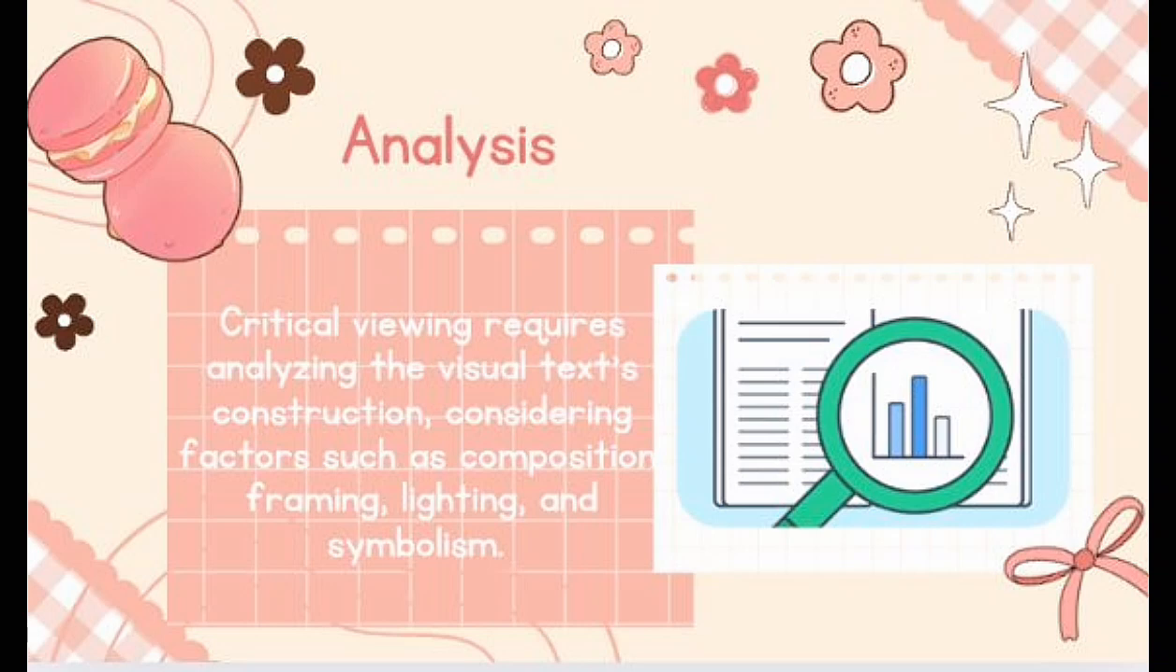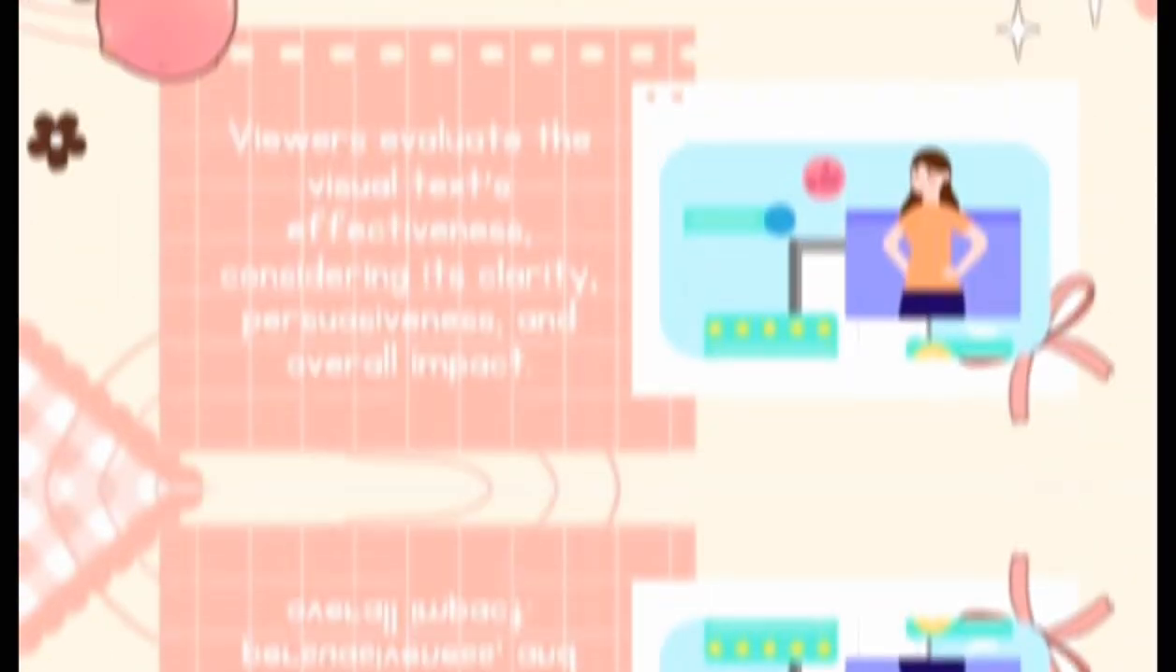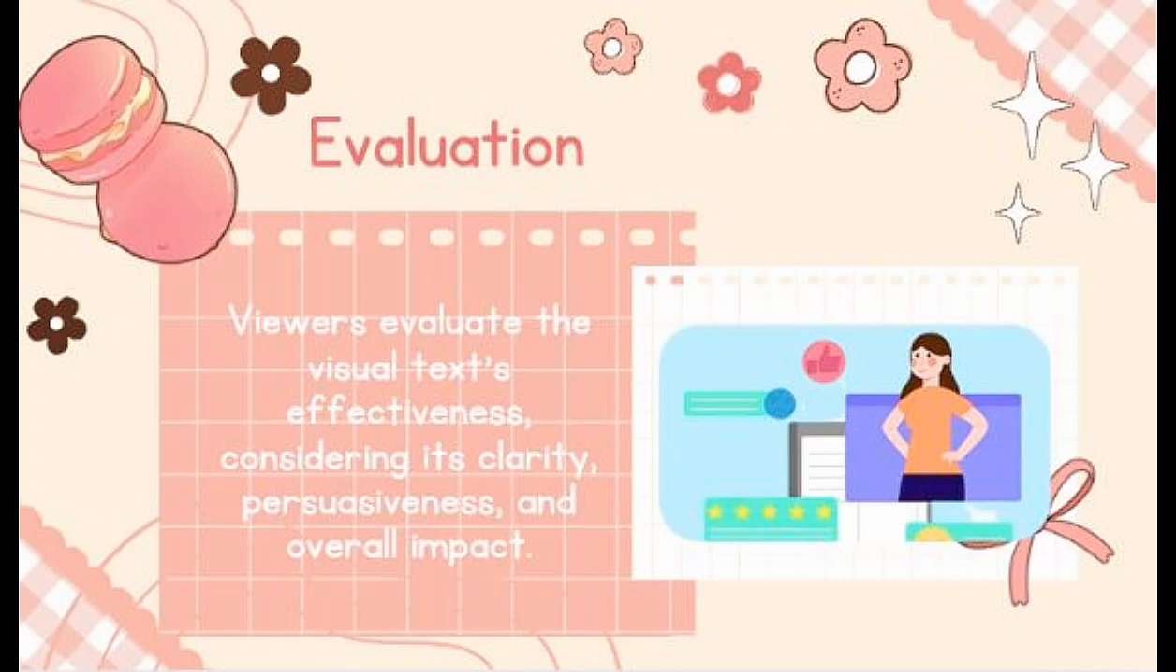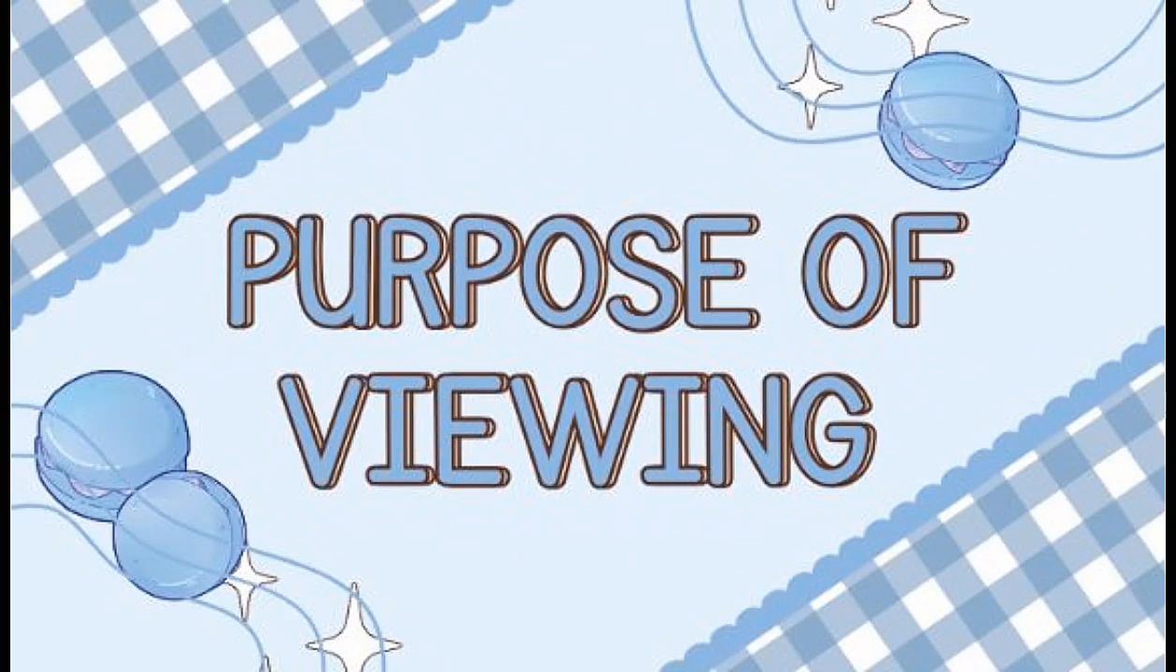So that's how we use analysis in viewing. Let's proceed to the evaluation. Viewers evaluate the visual text's effectiveness, considering its clarity, persuasiveness, and overall impact. So evaluation involves assessing the credibility of the source and identifying any potential manipulation or propaganda. This step is like judging the image, deciding if it's good or bad, and why. So that's all for the nature of viewing. Let's proceed to the purpose of viewing.